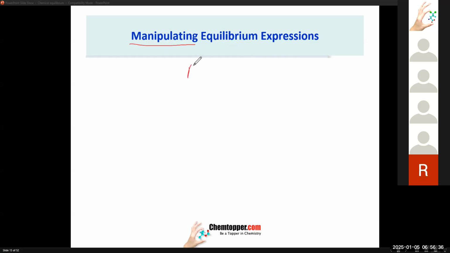Okay, A is in equilibrium with B. The value of K is 0.2, no units. And C is in equilibrium with D. The value of K is 2. Can you tell me in which reaction products are favored?